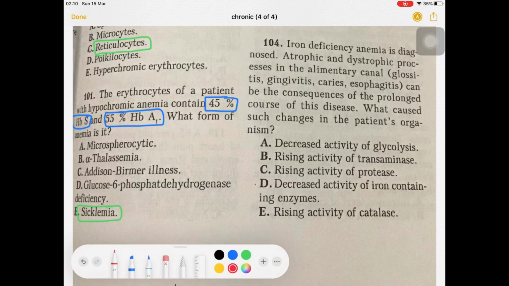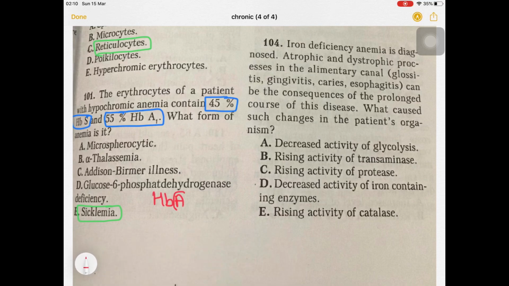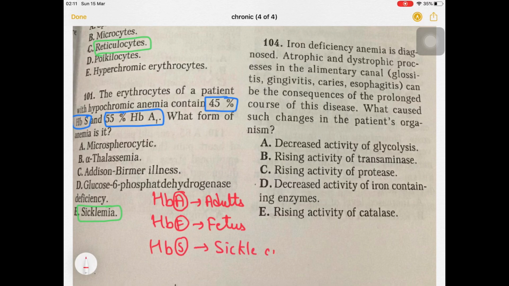Let me tell you one more important thing. HbA is present in adults. For example, one is given over here, HbA1, so it can be HbA1, HbA2. A is for adults. HbF is present in the fetus. As we grow older, our HbF moves into HbA, right? And next, HbS, as this question is also mentioning, is for sickle cell anemia. So no problem at all in this one.